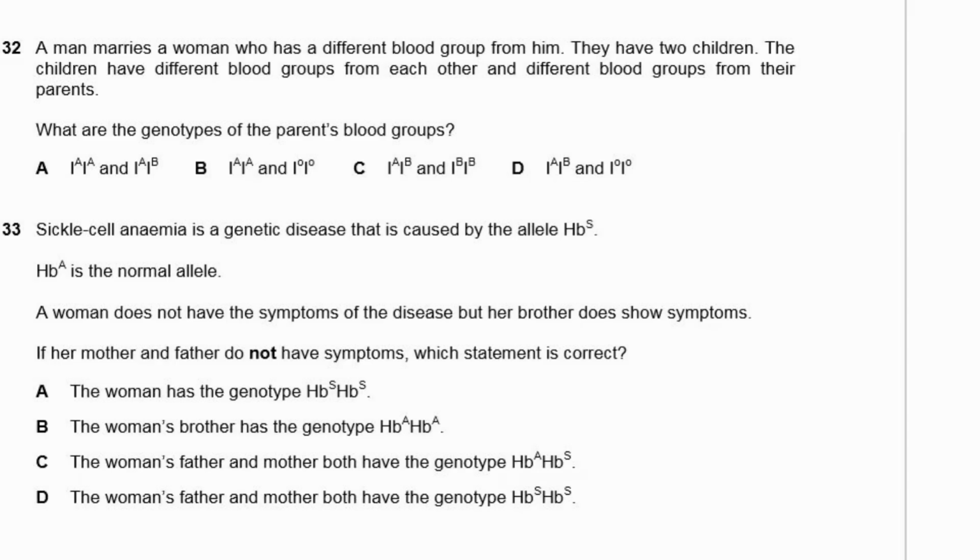Question 32. A man marries a woman who has a different blood group from him. They have 2 children, and the children have different blood groups from each other and different blood groups from their parents.